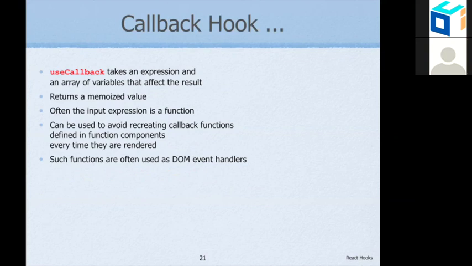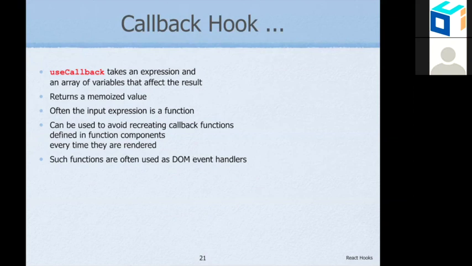So one use of this is to make it so that your component only re-renders when certain pieces of data you care about have changed. So this is returning a memoized value, and that means that it's remembering what its previous value was for this set of variables that you've identified. So often what you pass to this is a function, but it really could be anything.